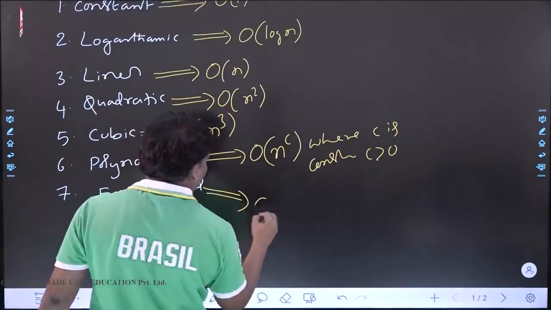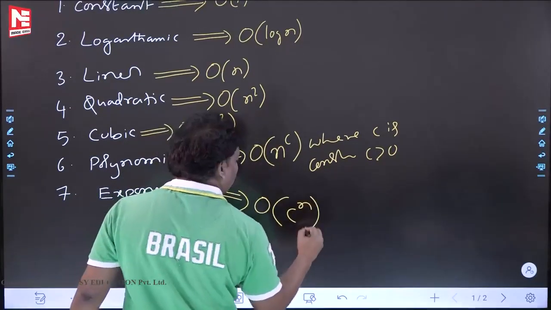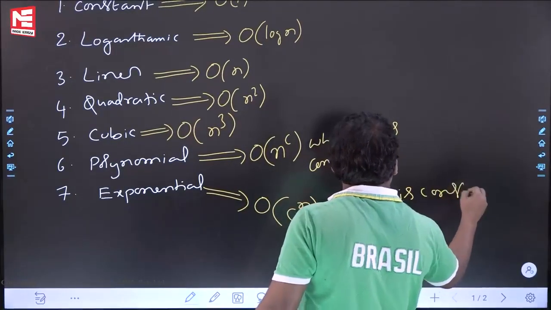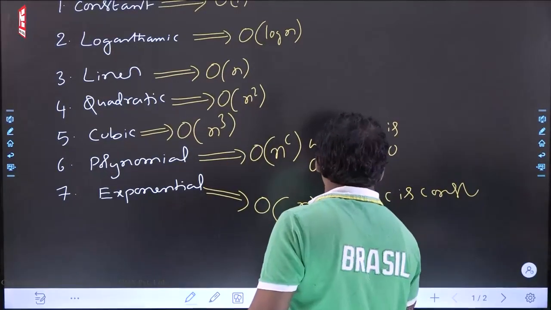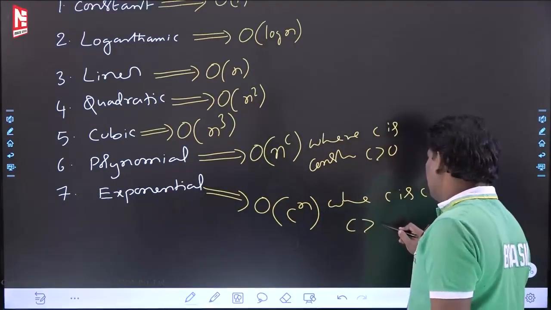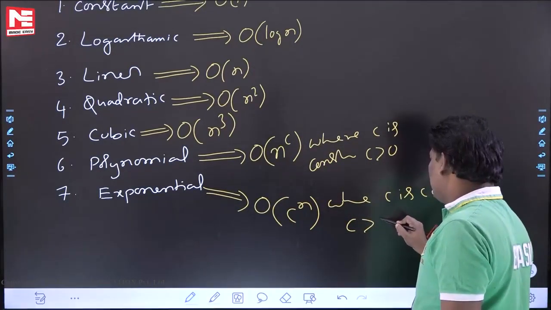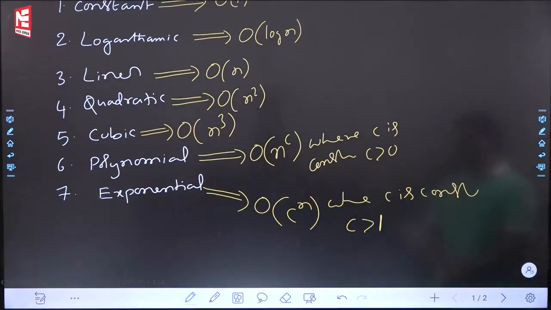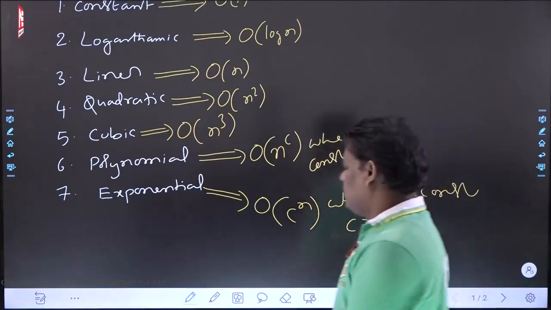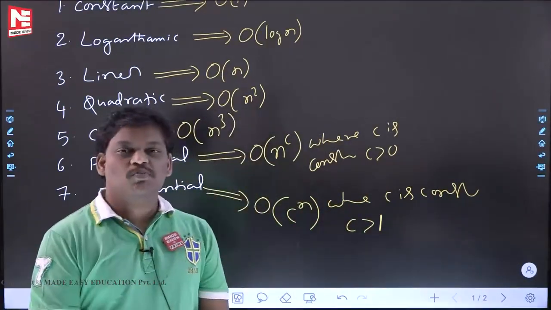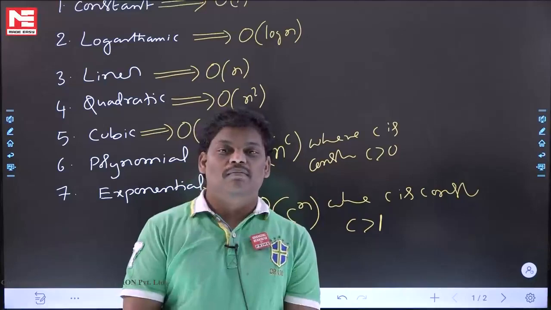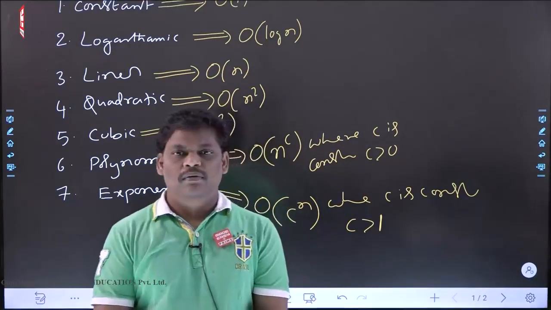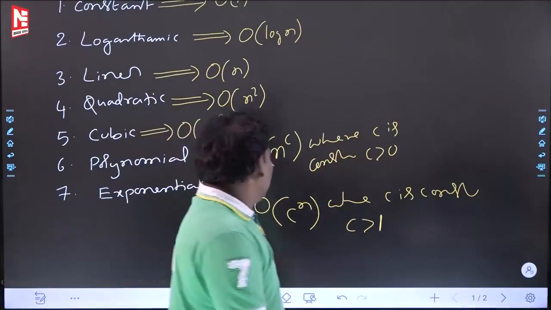Exponential is big O of c power n, where c is a constant greater than 1. That is called exponential. Can you give some examples of exponential? 2 power n, 3 power n, 4 power n, something like that. They are going to be exponential.